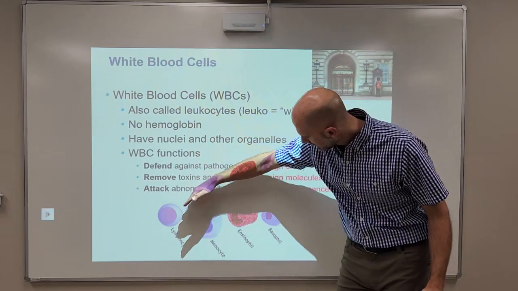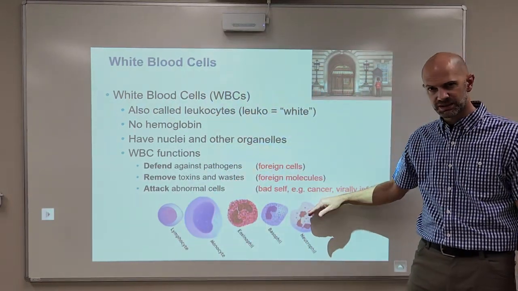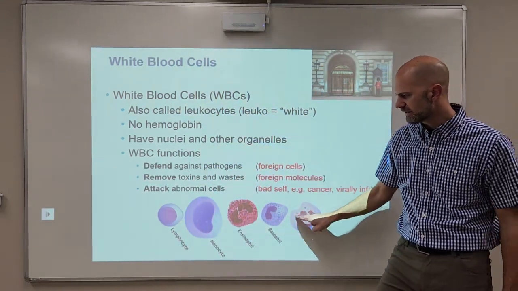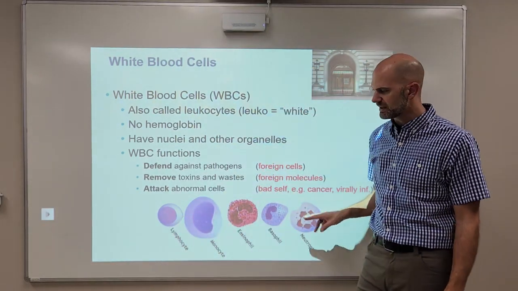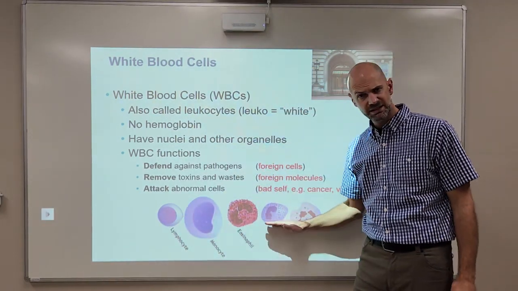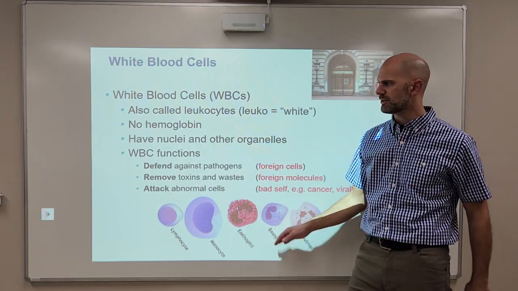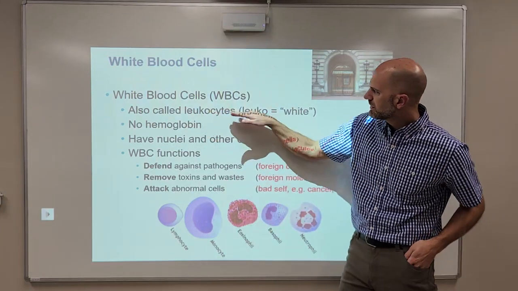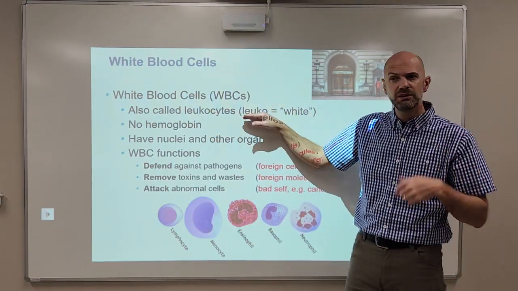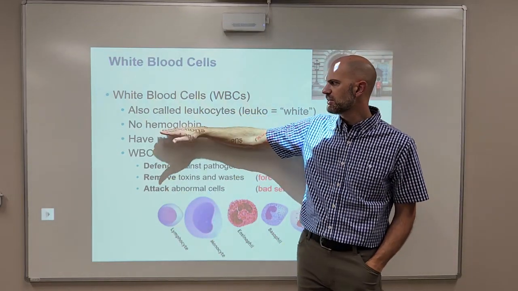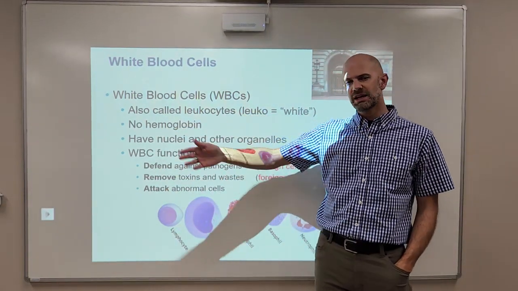There are 5 types of white blood cells. They're listed here. We're going to get really friendly and be able to recognize the differences. It's easy, actually. I'll give you some tips about how to recognize them. Leuco means white. Erythro means red, leuco means white. No hemoglobin. These cells do not carry oxygen.